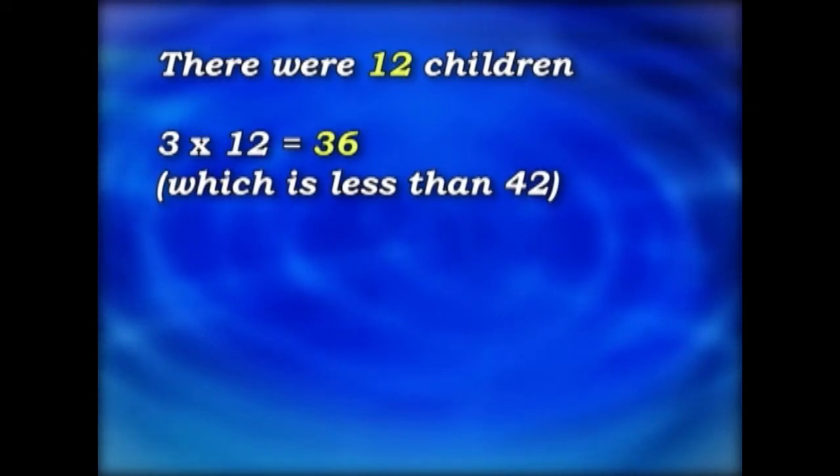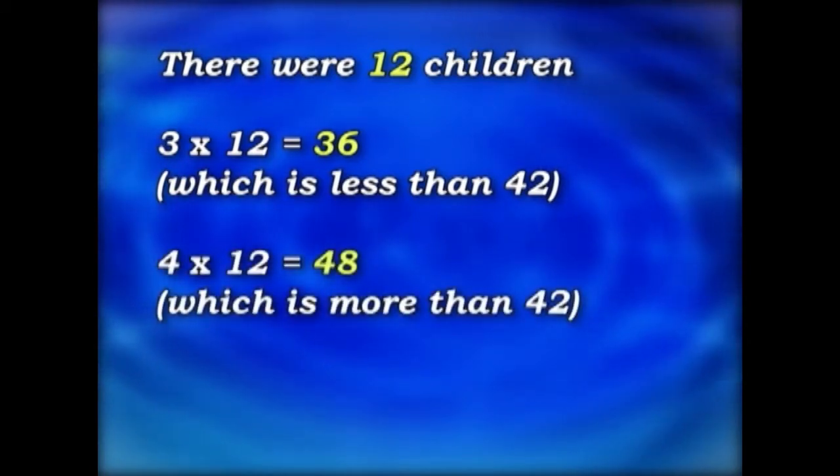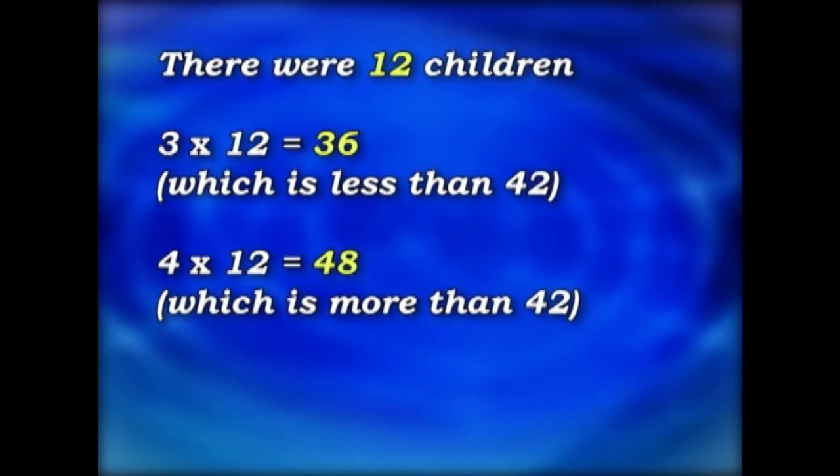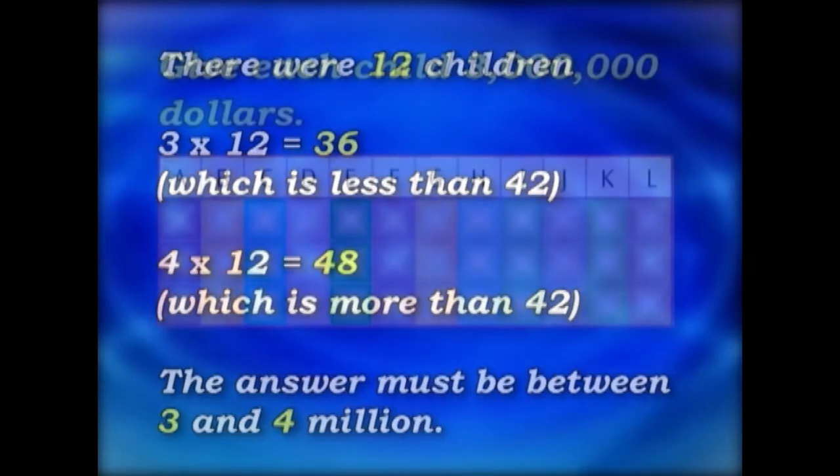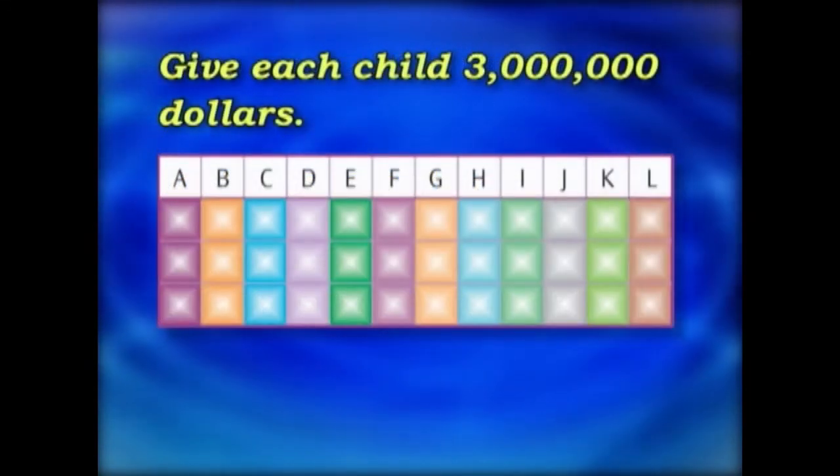There were 12 children. 3 times 12 is 36, which is less than 42. 4 times 12 is 48, which is more than 42. So the answer must lie between 3 and 4 million each. Let's start by giving each child $3 million.